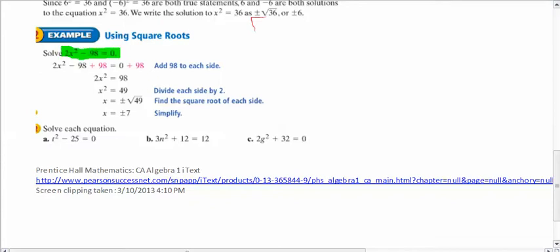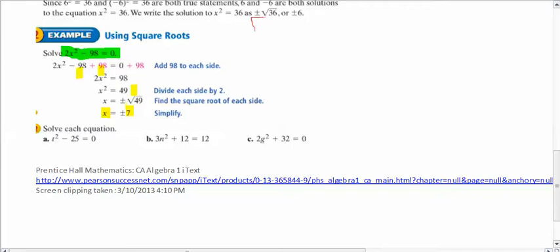So now what did they do? They went through and they added 98 to both sides. So now we have 2x squared is equal to 98. They divided by 2, divided by 2 to get 49. And then they took the square root of x squared, which they got x. And then they took the square root of 49, which they got 7. And it can be positive 7 or a negative 7.